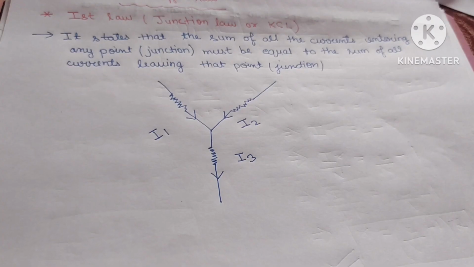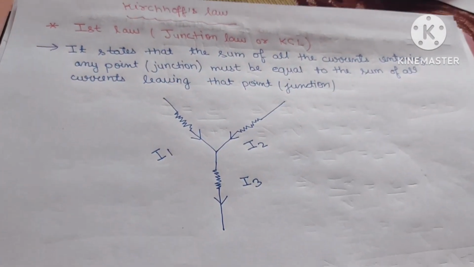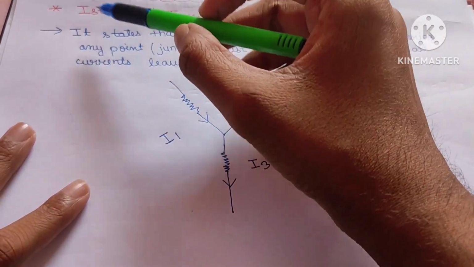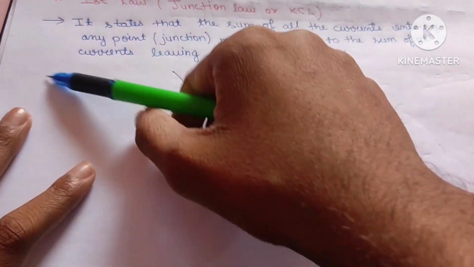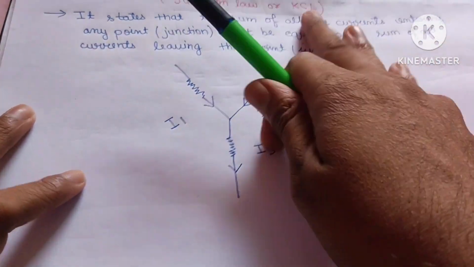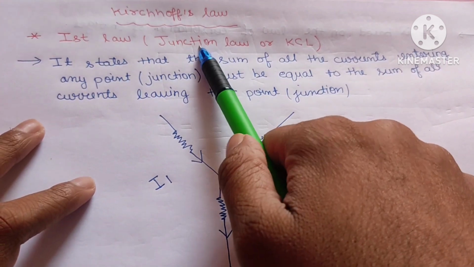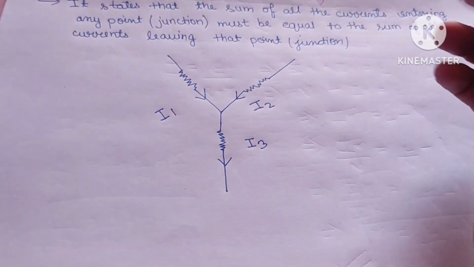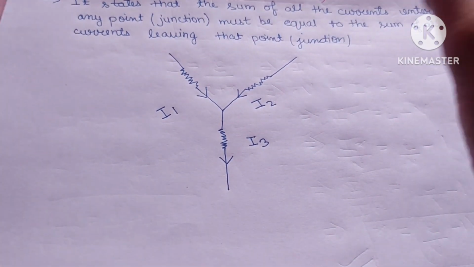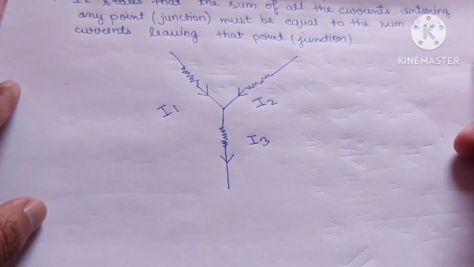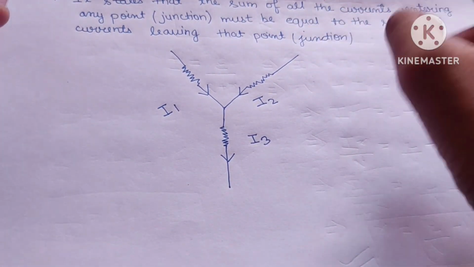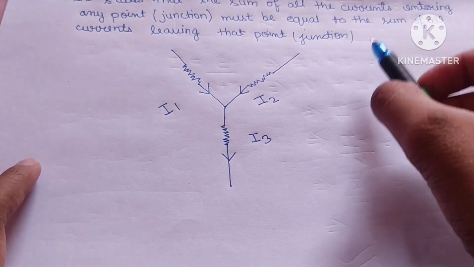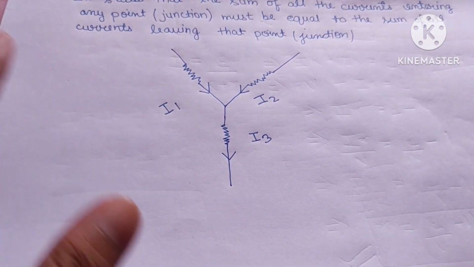Hello friends, today we'll know about Kirchhoff's law. The first law of Kirchhoff is also known as the junction law or KCL. It states that the sum of all currents entering any point, or junction, must be equal to the sum of all the currents leaving that point. Means the sum of all currents entering is equal to the sum of all currents leaving.